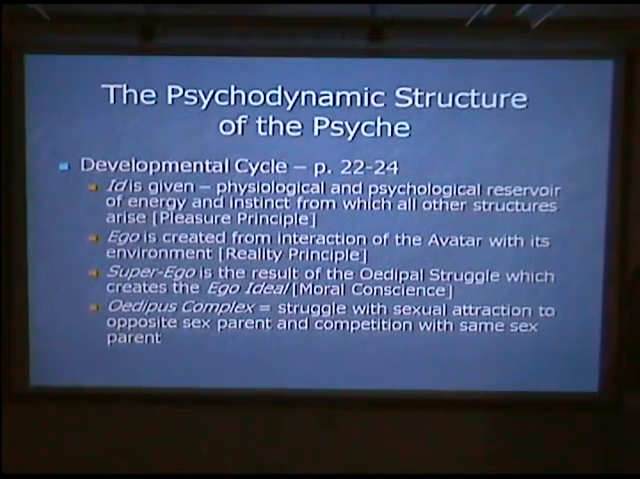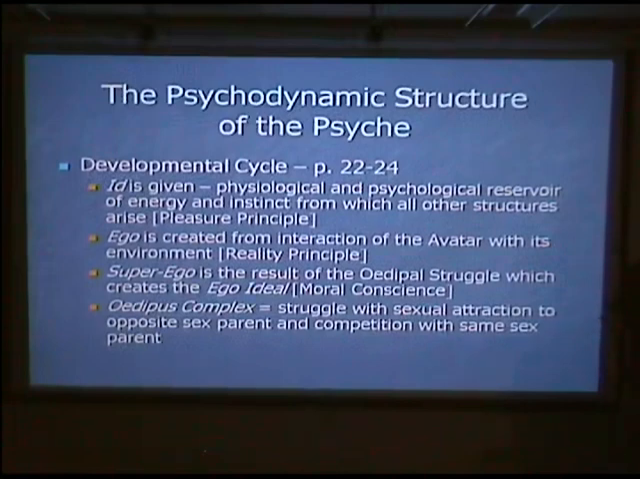Now, the developmental cycle is important because it leads us into the Oedipus complex, which is the conflict that is created there. So the developmental cycle, the id is given. It's what starts off there. It's this huge reservoir of energy that the organism has. And it's undifferentiated at the very beginning. The infant has no ego and no superego at the time it is born, but it does have an id. It's all unconscious.